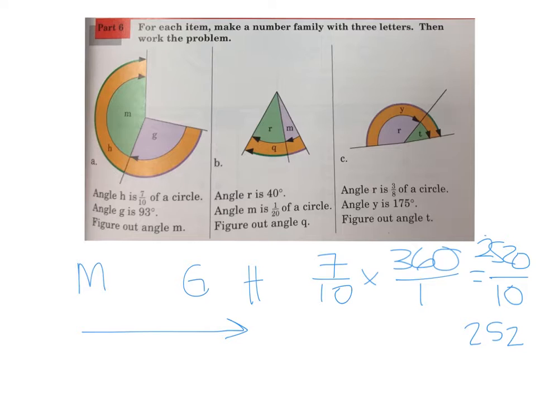So now that we've figured out together how much H is, and they tell you angle G, I want you to start here and plug your numbers into the number family and figure out what to get for angle M. So finish up A and then also work B and C. So pause the video and then come back when you are ready to answer the questions.